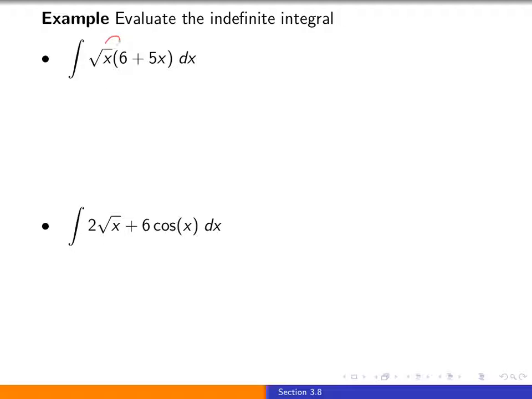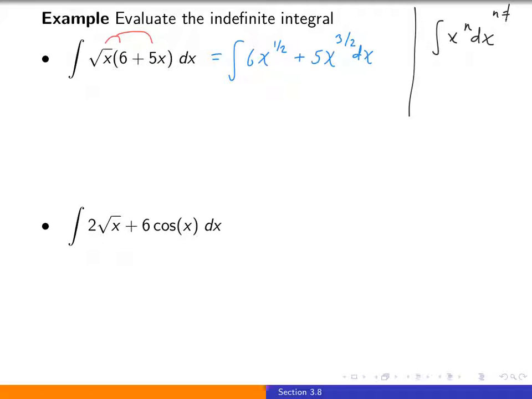So what we want to do is take the square root x and distribute it through both of those terms in the integrand. So remember, square root x is really x to the 1/2. So this is 6x to the 1/2 plus 5x to the 3/2. And in both of these integrals, we note that they're of this form, the indefinite integral of x to the n, where n is not minus 1, and the indefinite integral will be 1 over n plus 1 x to the n plus 1 plus c.